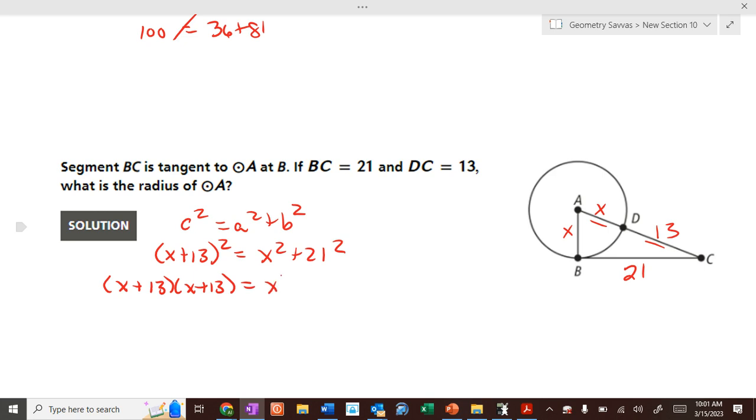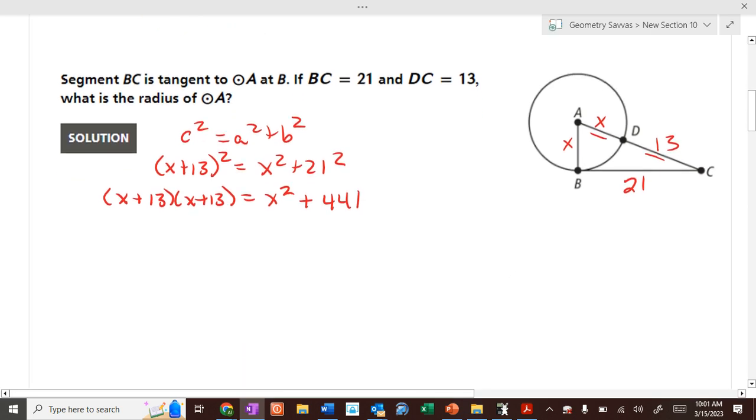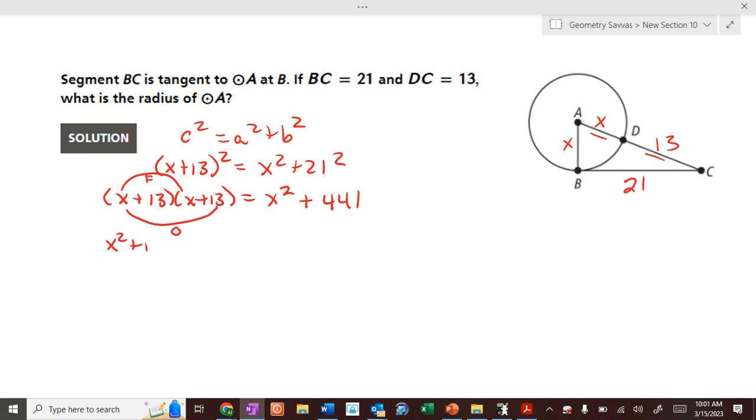From Algebra 1, what should I do to the left side of my equation? What should I do to the left side? Starts with an F. F-O-I-L. FOIL. First times first is X squared. Then we do the outers, which is 13x. Then we do the inners, which is 13x. Then we do the last, which is 169.